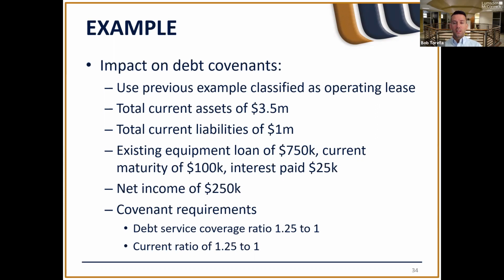Now they have 2 covenants as part of their equipment loan agreement. Their debt service coverage ratio has to be 1.25 to 1, or essentially your net income has to be 25% higher than your current maturities of long-term debt. And same with their current ratio, their current assets have to be 25% higher than their current liabilities. So let's see how this would look before implementation and after implementation.